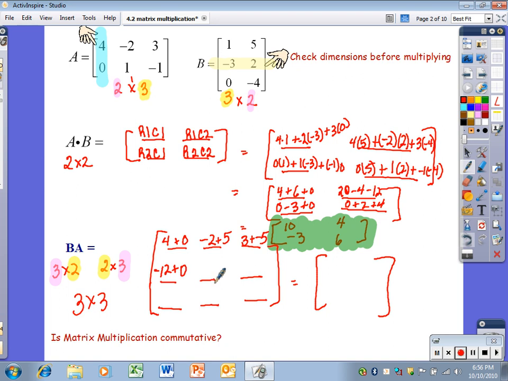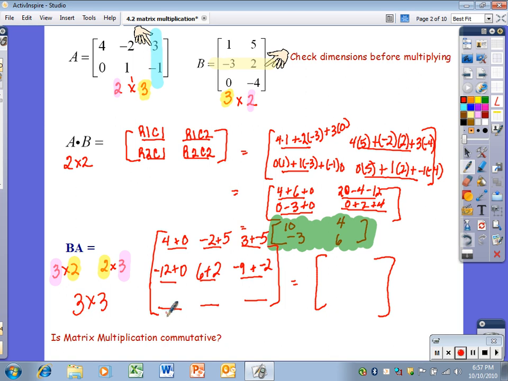Row 2, column 2. Still row 2, but this time column 2. And I have negative 3 times negative 2 is 6. Plus 2 times 1 is 2. Row 2, column 3 is the next position. Still row 2, but this time by column 3. My result, negative 3 times 3, negative 9. Plus 2 times negative 1, negative 2.